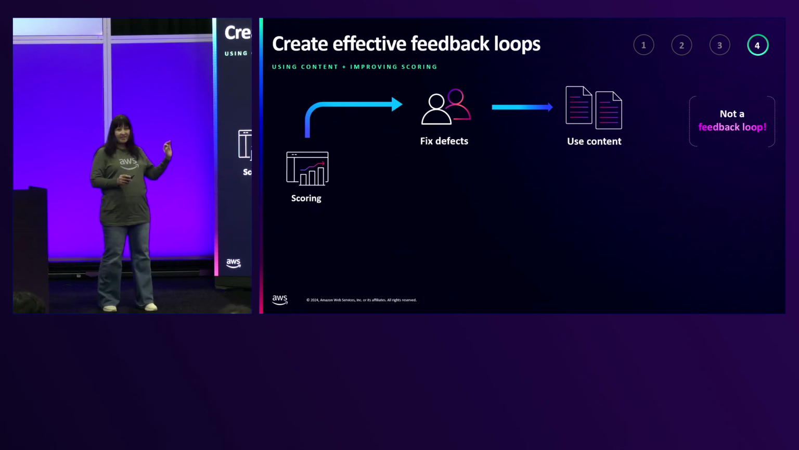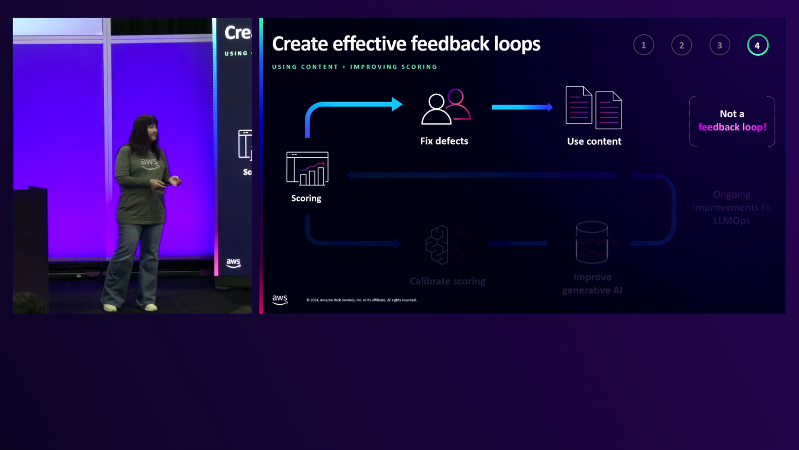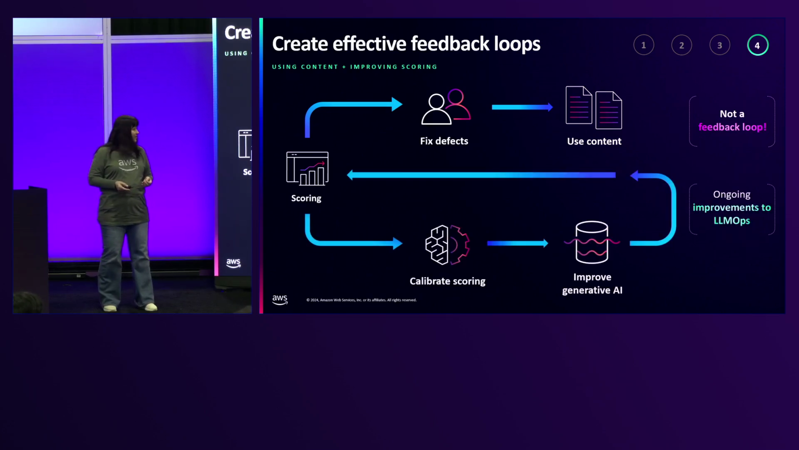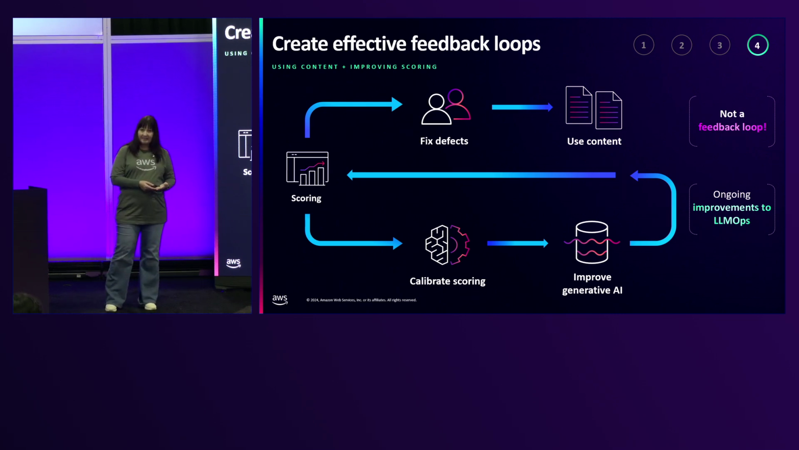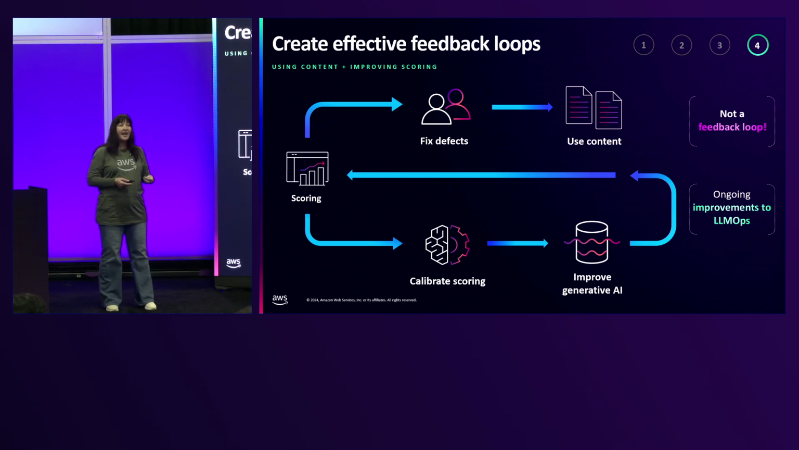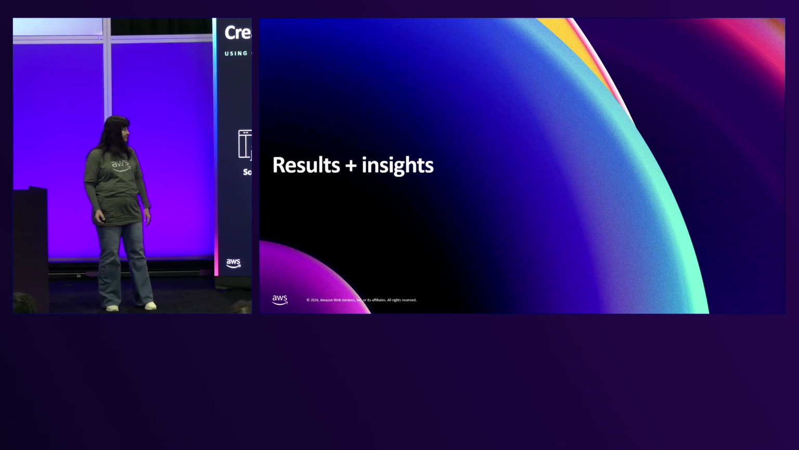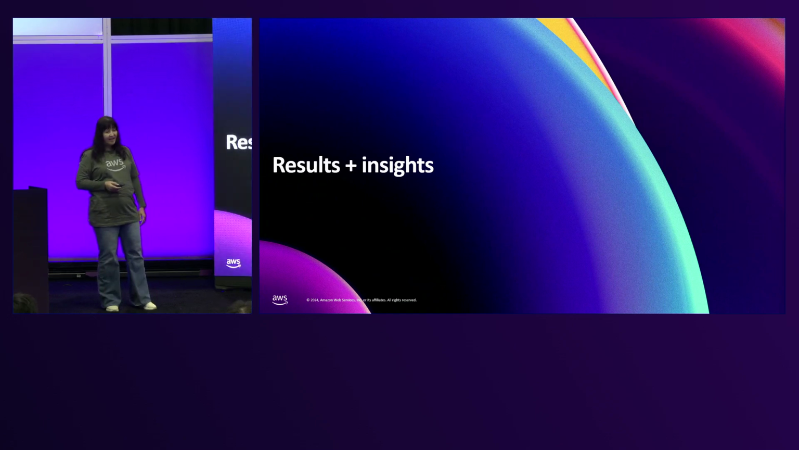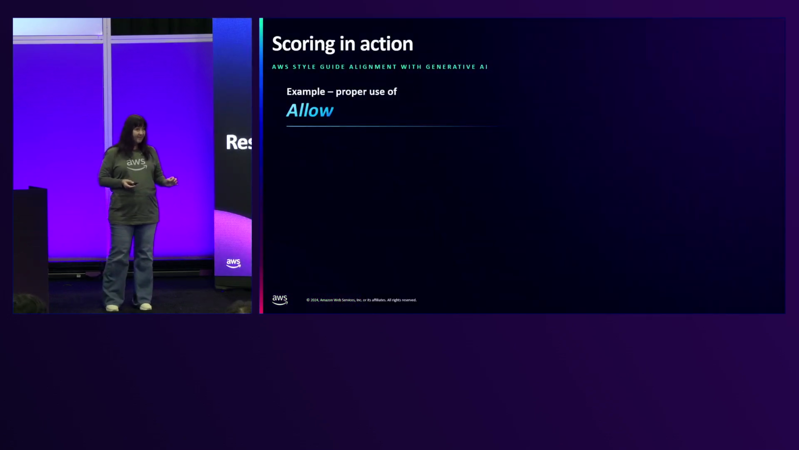But remediation alone does not close the feedback loop. We're implementing mechanisms to capture user feedback on the score itself. That information gets passed back to our data science team so that they can calibrate and improve their solution. And by closing the loop, we've created a continuous feedback mechanism. Let's take a quick look at an example.